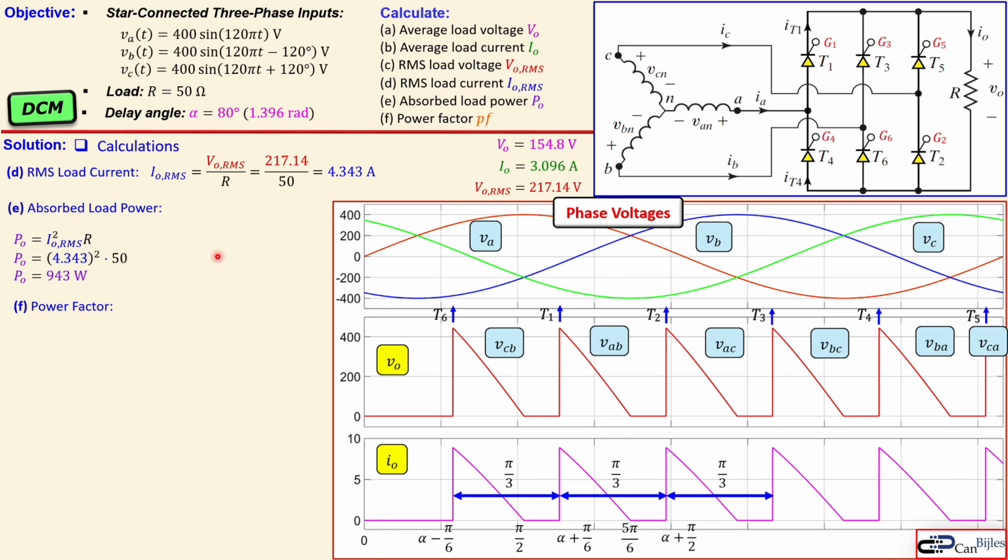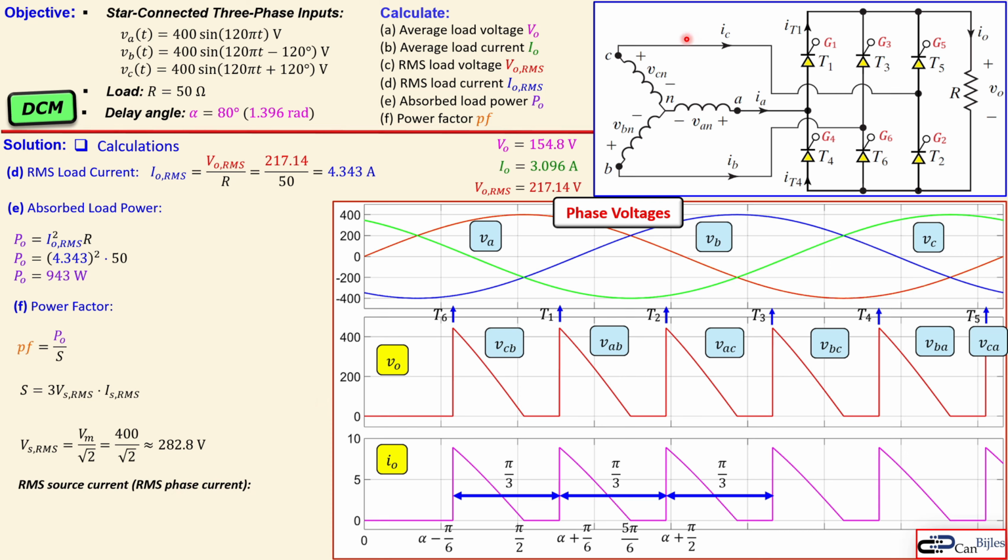The next one is the power factor, which is the final question, question F. That is defined as the load power, absorbed load power here, divided by the apparent power S. So we need this apparent power, which is in this case 3 times the source voltage RMS times the source current RMS. So what are those? Now source voltage RMS is the phase voltage in this case, divided by the square root of 2. So it is actually 400 over the square root of 2, which is then 282.8 volts approximately.